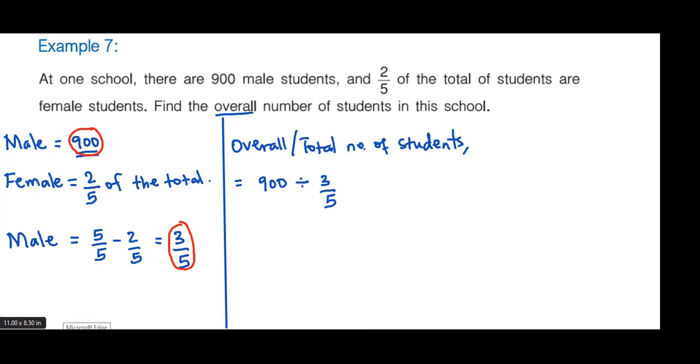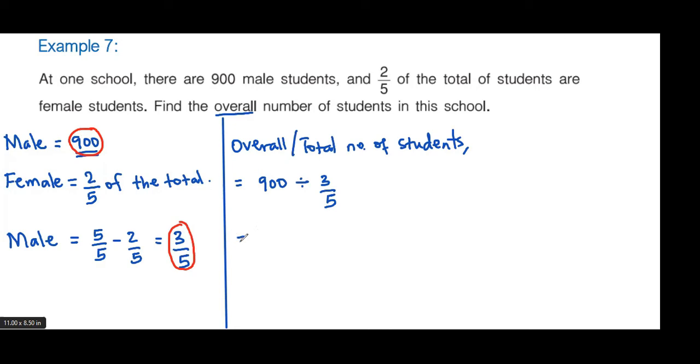Okay. Yes, I cannot get 900 divided by 2 out of 5 because 900 is the number of male, and 2 out of 5 is the fraction of female. So I cannot do that. I must use the number of male and the fraction of male. Is that okay?